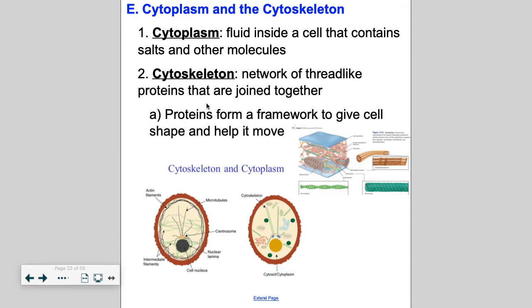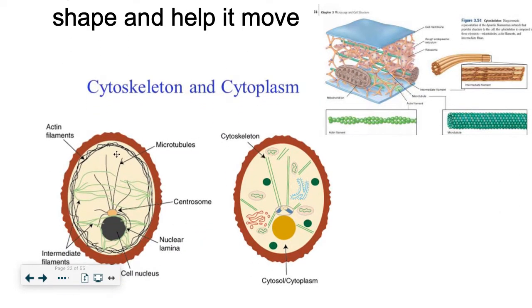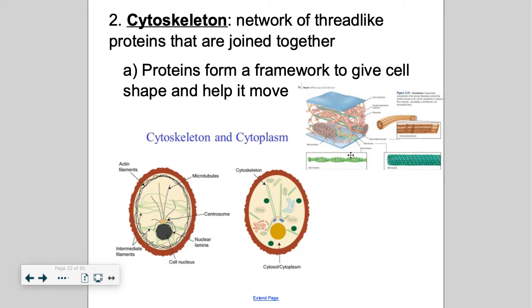Okay, but it's protein fibers. They're crisscrossed on the inside here. Here you can see all these little fibers. There are different types of cytoskeletons, like actin filaments, intermediate filaments, microtubules, and they all do different jobs, but really they're giving that cell structure support and might help in movement.